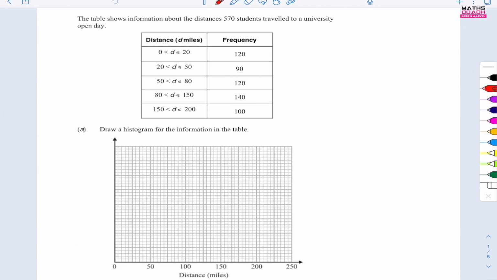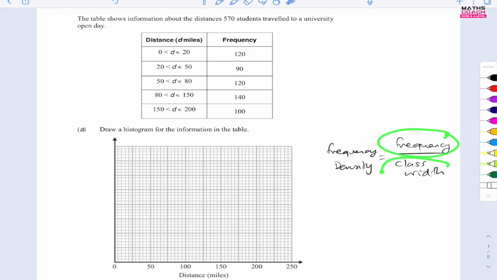So let's begin. Let's start off with the formula that you need to know for histograms, which is frequency density is equal to the frequency divided by the class width. From now on, I'm going to refer to the frequency as F and the class width as CW. And frequency density, I'm going to call that FD. So let's have a look at this first question.